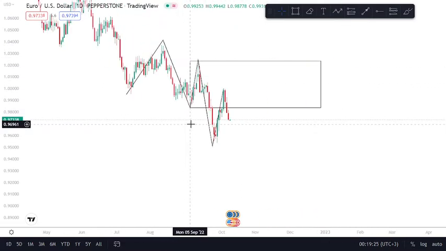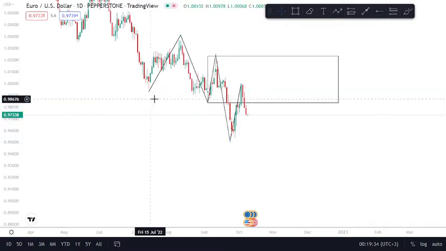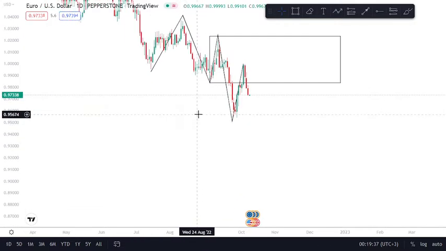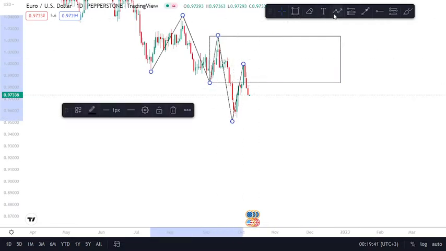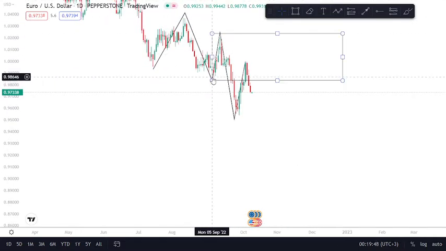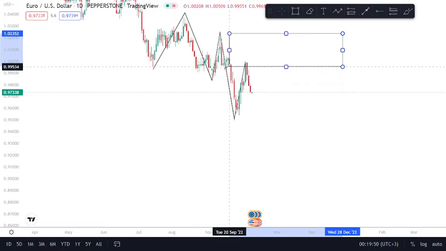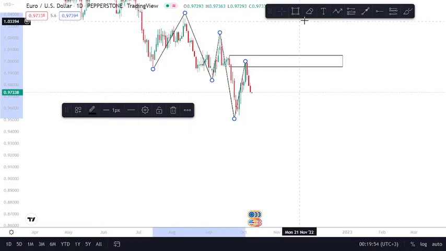But now this is where the concept of refinement comes in, which is something that we are again going to be talking about as we go. So how do we refine these zones? We can refine this supply zone up to this zone, like this actual zone, this impulsive zone, which made this break of market structure.